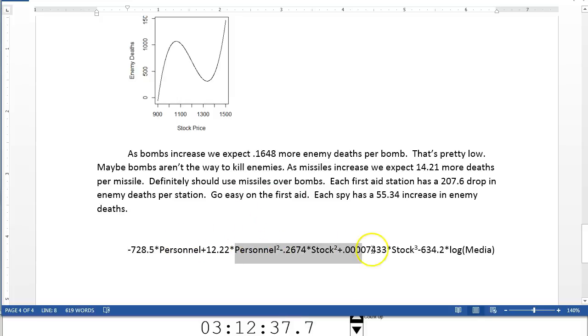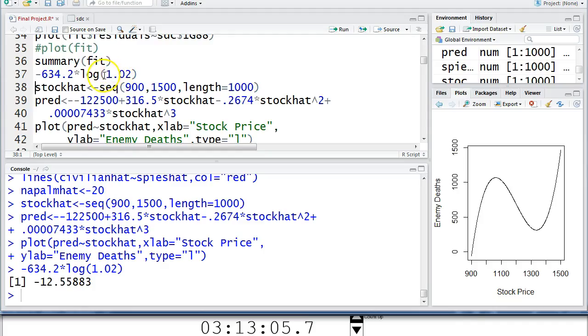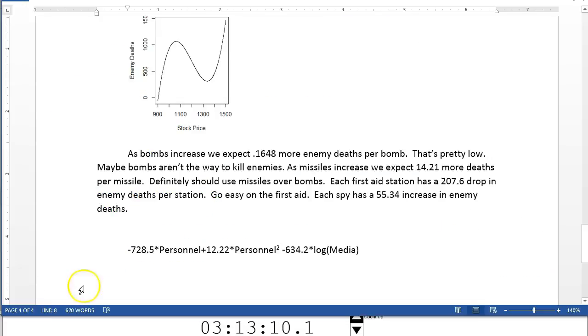Personnel, I still need to do. Stock, I've already done, so I don't need them. Let's not include... How about log media next? That one looks easier. This is what I figured out with a 2% increase. It's a drop of 12. So I'm going to say how that affects it.